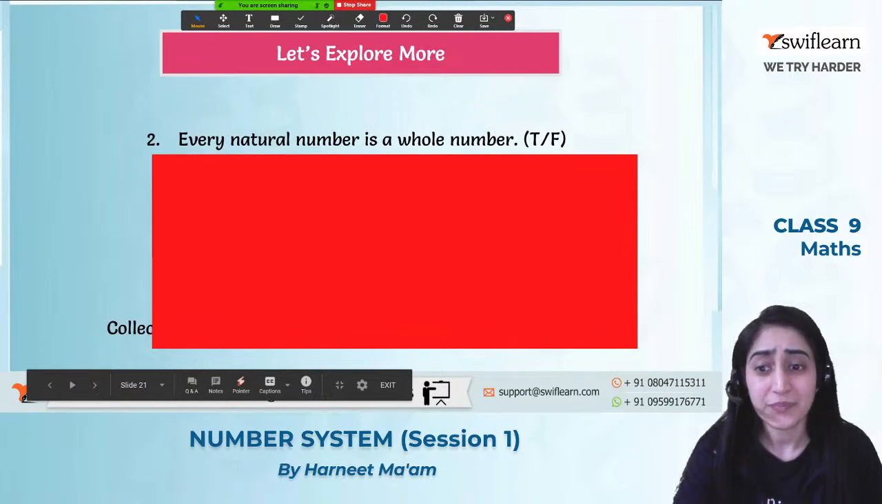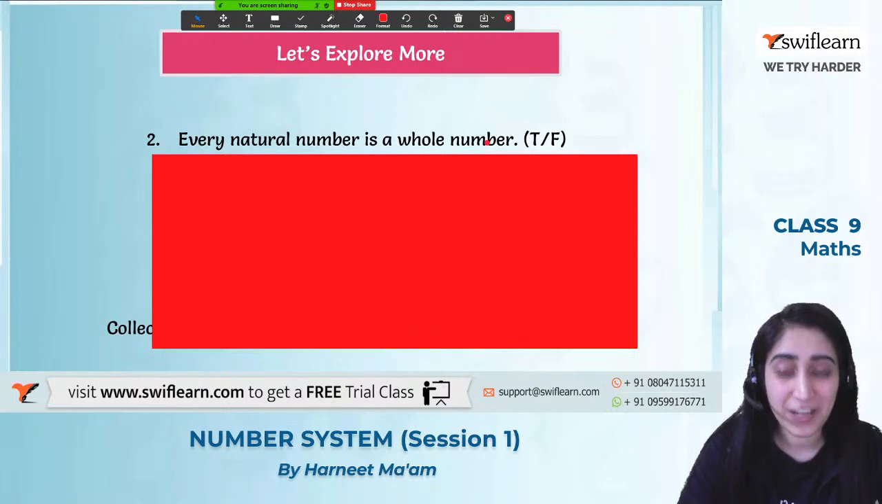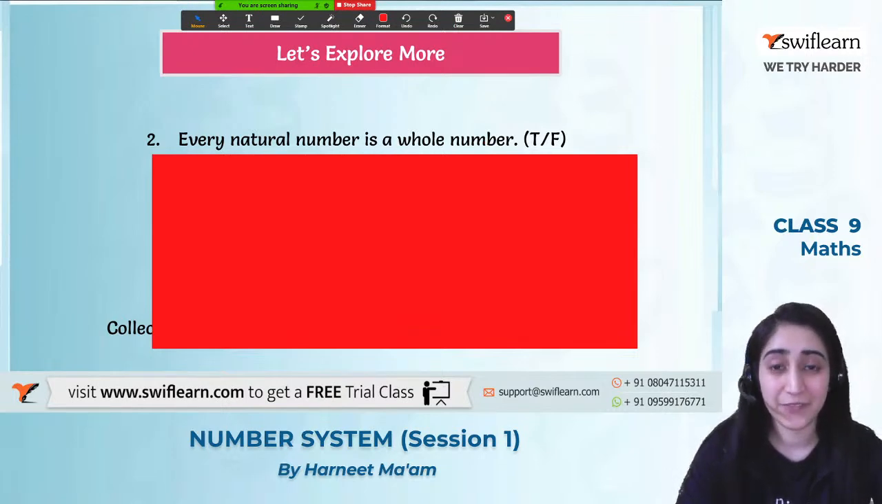Let's see. Every natural number is a whole number. Well done, Sneha. You got the answer for the first one. Great. Let's see the next one. Every natural number is a whole number. Is it right? Can we say that all the natural numbers are whole numbers? True or false? What's the answer?